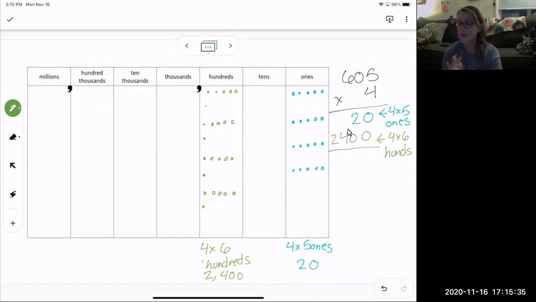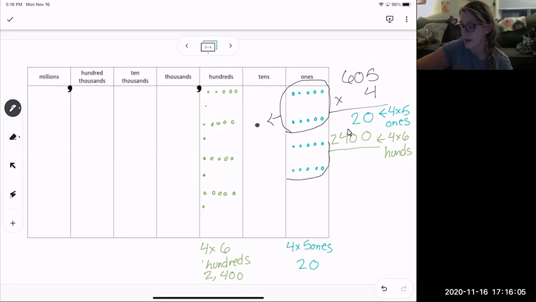Okay, so we can do some regrouping in this product because we have more than 10 ones in our ones place and we have more than 10 hundreds in our hundreds place. So anytime we have more than 10, we need to regroup those groups of 10. So here we have one group of 10 and we're going to bring it to the tens place. We have another group of 10 that we're going to bring to the tens place.